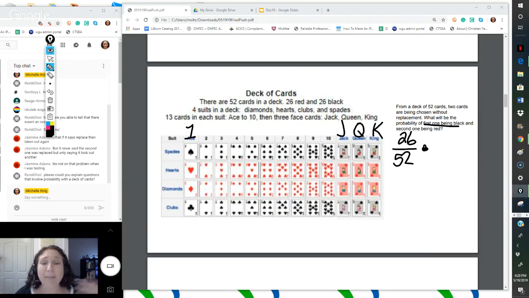But what happened is I picked one out. So now let's say I picked the 4 of spades. This black card doesn't exist anymore because I picked it out. I'm holding it in my hand and it says without replacement. So because I'm holding 1 card in my hand, that leaves me 51 cards left. Now, of those 51 cards, I started with 26 black, but I'm holding one of the black ones. So that means I'm left with 25.